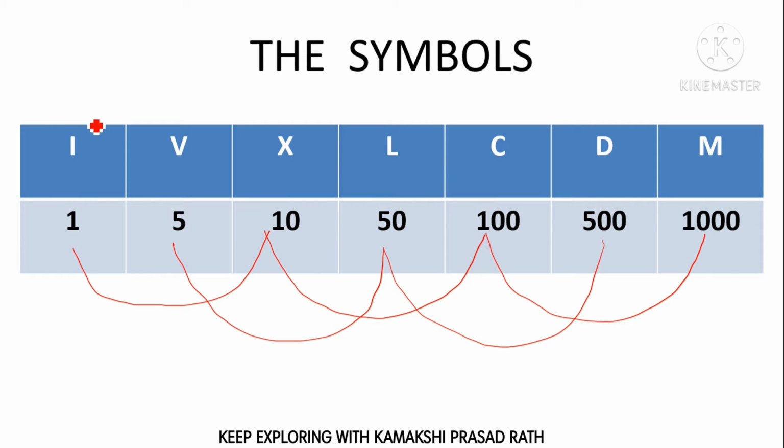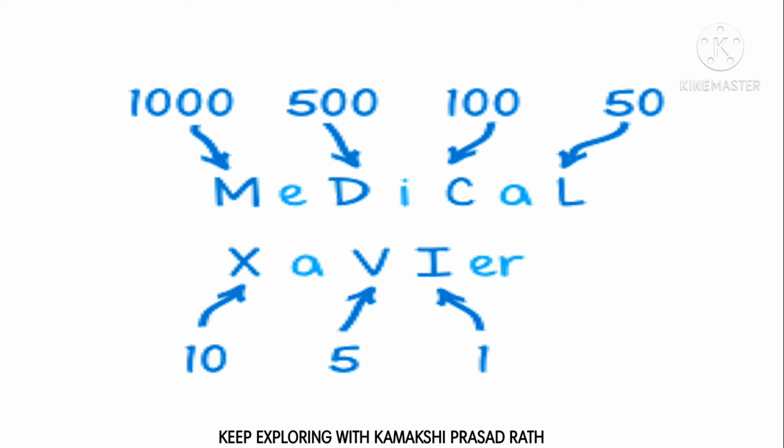So these are the Roman numerals and these are the Hindu Arabic numerals. So I, V, X, L, C, D, M. Here we can have an easy formula to remember the order of the Roman numerals, because it is very important to know which Roman numeral is greater and which has lesser value.